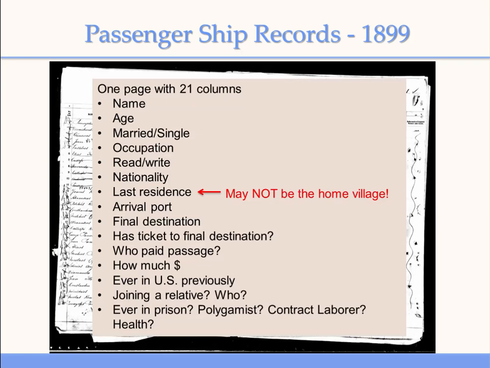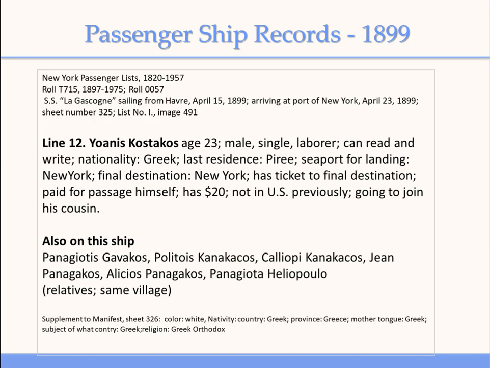Here's an example of the columns in this 1899 passenger ship record. Remember what I said about the last residence. It may not be the home village. Here is an example of my grandfather, Ioannis Kostakos. Look at how his name, Ioannis, was spelled. We can see that he's age 23. It gives us a little bit of information about him. Note the last residence is Pirae or Piraeus, which was not his home village. From this record, I get a clue that my grandfather traveled to Piraeus and from there worked for a while before he got on the boat to come to America.